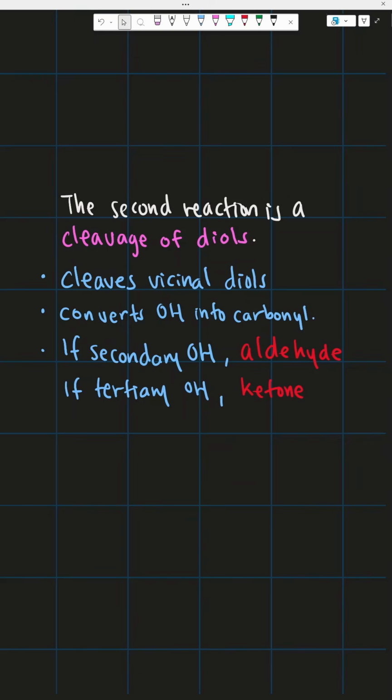The second reaction is a cleavage of diols. It cleaves vicinal diols and converts the alcohol groups into carbonyls. If the OH was secondary, then the carbonyl formed is an aldehyde. If the OH was tertiary, the carbonyl formed will be a ketone.